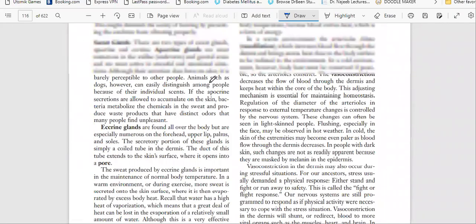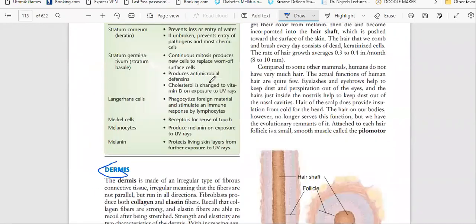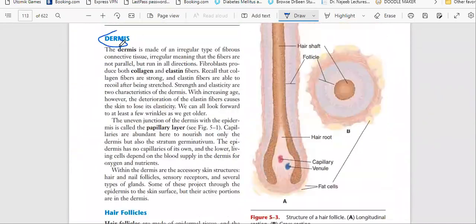Next, we have the subcutaneous layer. The dermis is made of an irregular type of fibrous connective tissue. So which type of tissue is present in the dermis? We have fibrous tissue, which is very hard and connective also. Irregular means that the fibers are not parallel but run in all directions. In the dermis the fibers are not in one direction; they are zigzag, sometimes parallel, sometimes horizontal, but run in all directions.